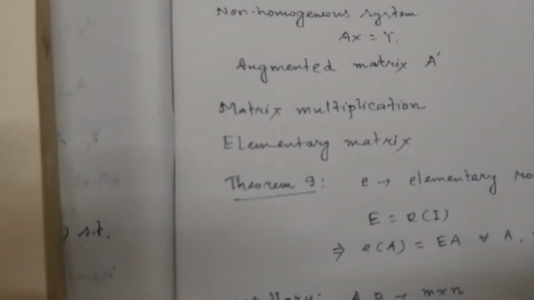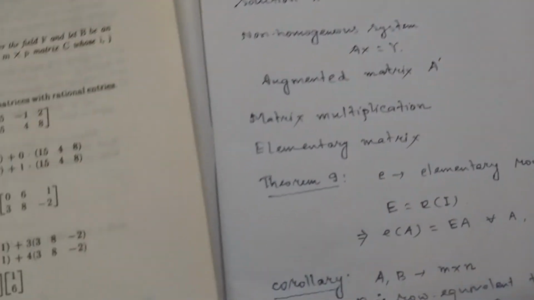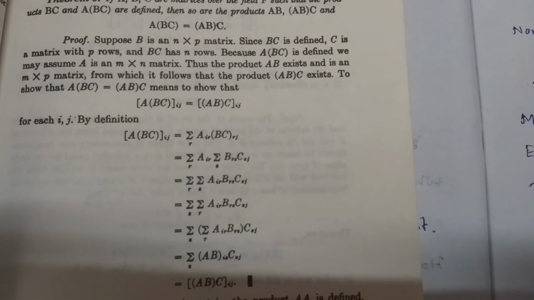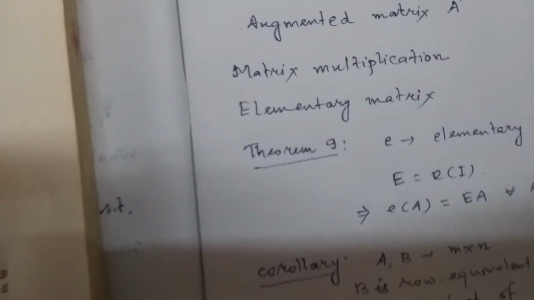Next, matrix multiplication is discussed in the book of Hoffman and Kunze. I am not going into detail. Probably you have studied the book of S.K. Mapa at undergraduate level. What matrix multiplication is and how it is formed, and what the properties are, associative properties, etc., you know all this. Where I am coming to is the elementary matrix.